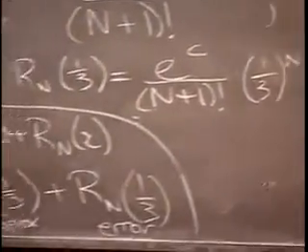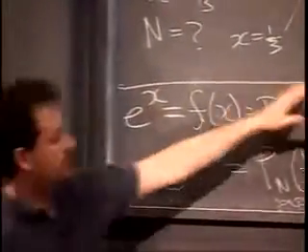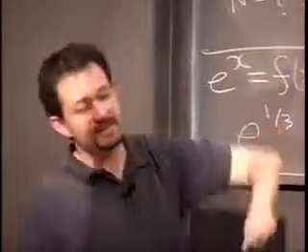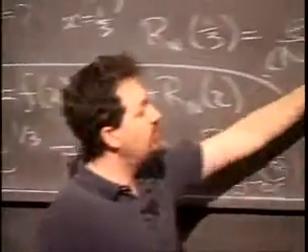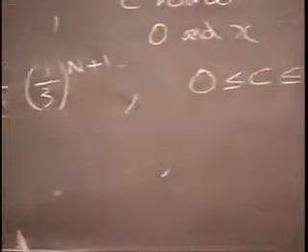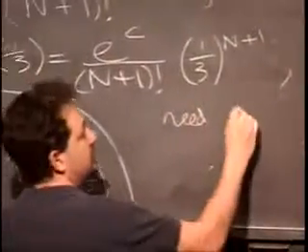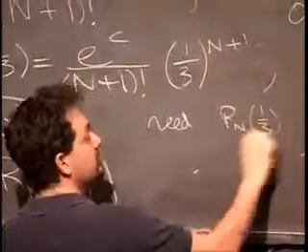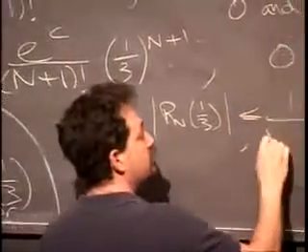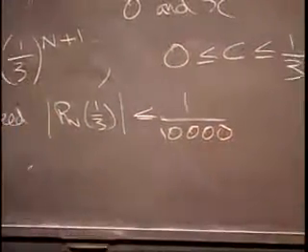You don't need to write that as part of the solution. This is just for our edification. Anyway, so here we are. What is n? We don't know. But we need to choose it so that this quantity is no more than 1 over 10,000. So we need this error in absolute value less than or equal to 1 over 10,000. That's what the problem asks for. Find e to the 1/3 accurate to at least, so an error no more than 1 over 10,000.